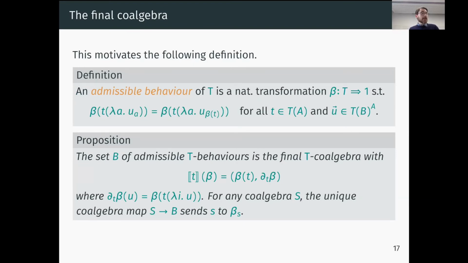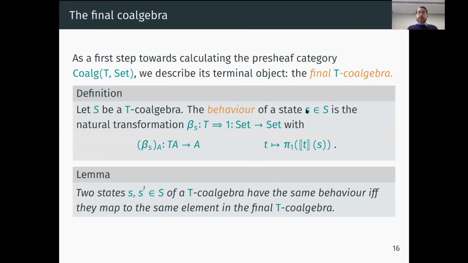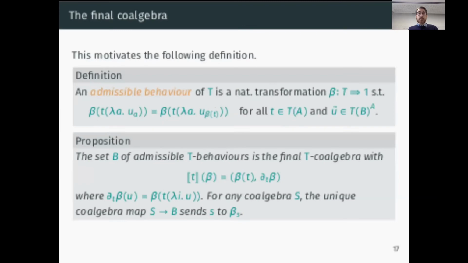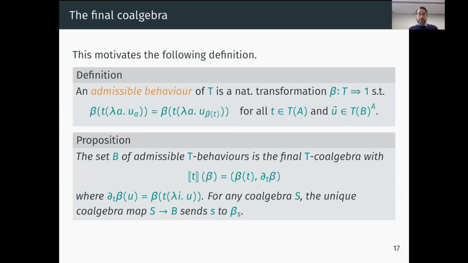And in fact, this allows you to describe the final coalgebra very explicitly. So remember, each state has associated to it a natural transformation. And so you can ask which natural transformations arise in this way from states of any coalgebra. And it turns out that there's just a single condition you can write down which ensures that this is indeed the case. So I just take a natural transformation from T into the identity functor, satisfying the following equality here.